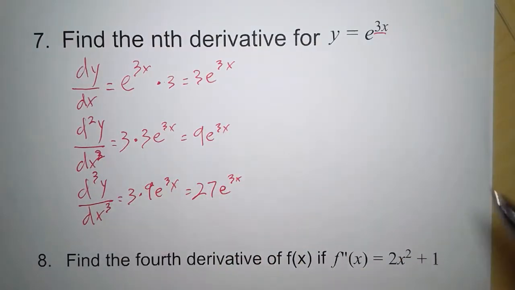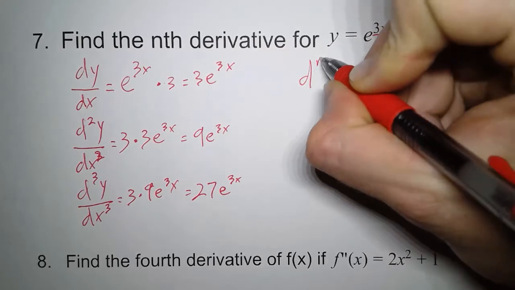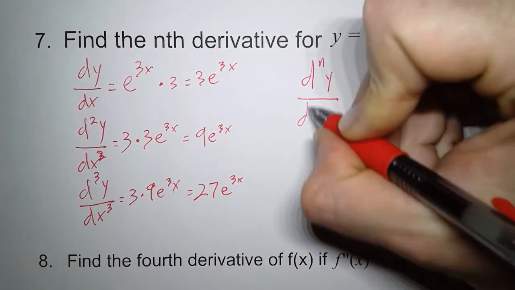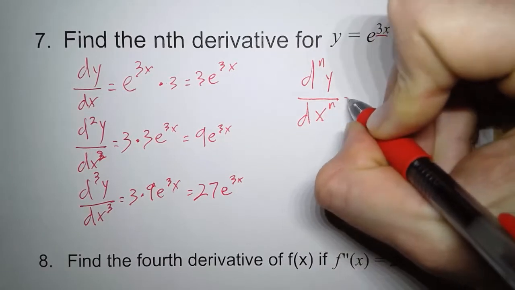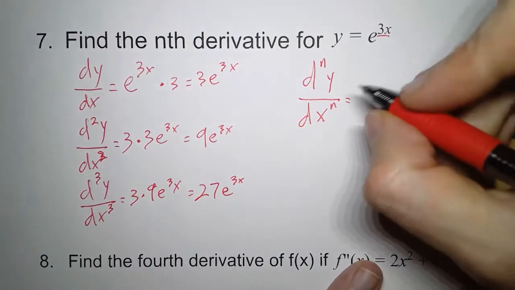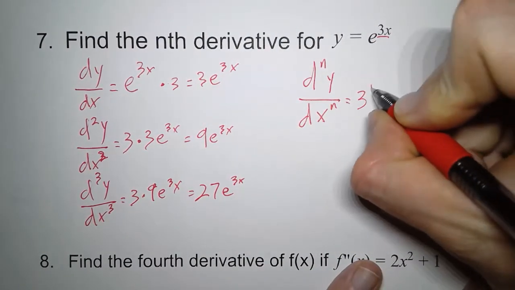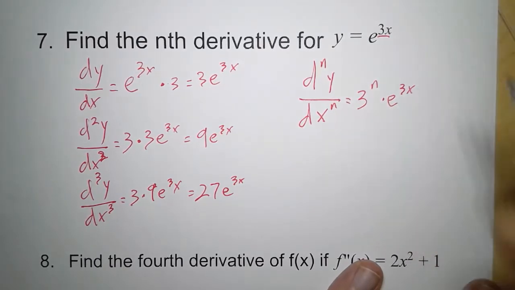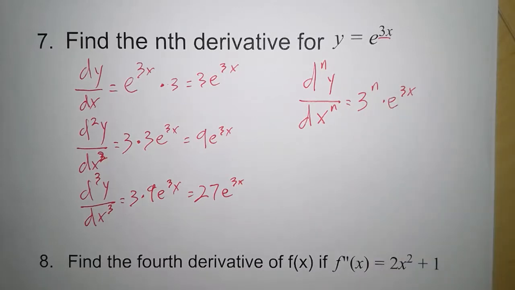So if I want the nth derivative, I'm going to write dny over dx to the nth. And so my coefficient out front is going to be 3 to the nth power times e to the 3x. That's my formula for the nth derivative.